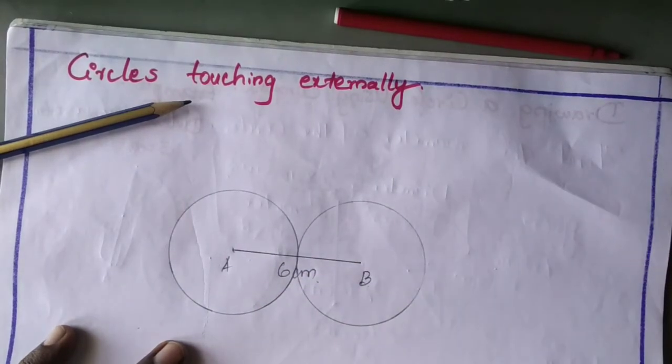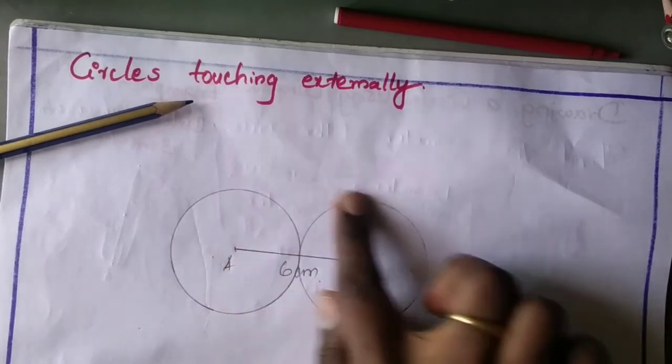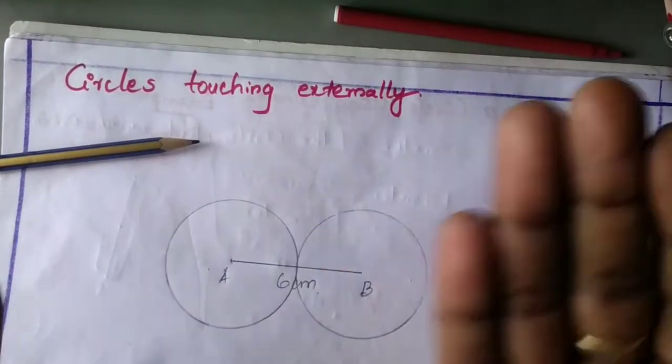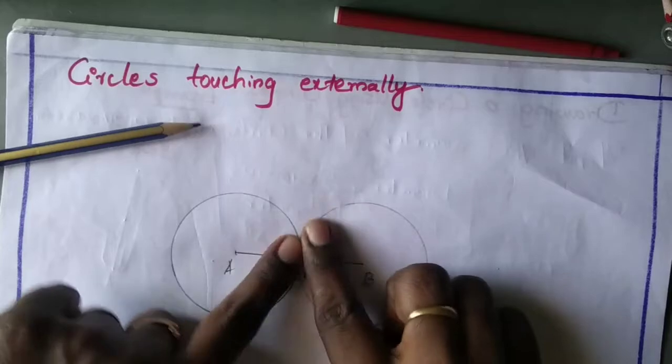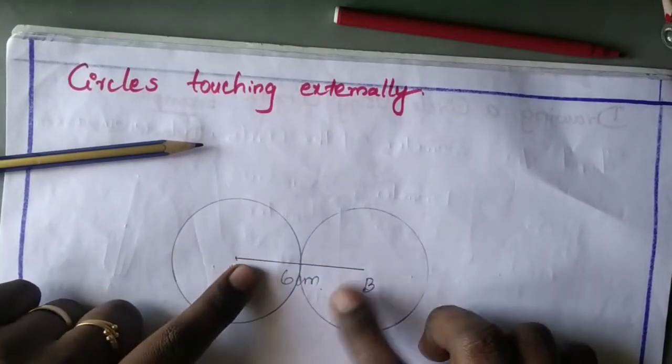Now these two circles touch externally, not internally. External means outer. Both circumferences will be touching. It's called circles touching externally.